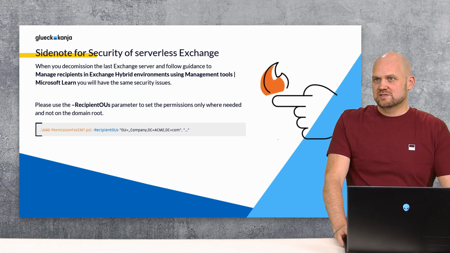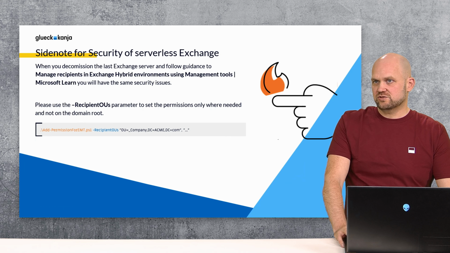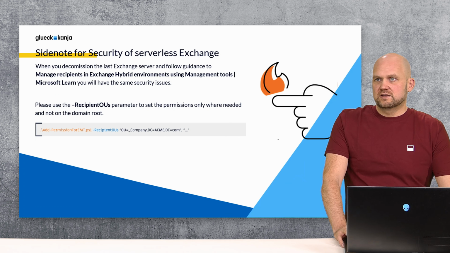And on a quick side note, some will already be far enough along in cloud transition to get rid of their last Exchange server. And for those serverless Exchange implementations, there's the same risk involved, because the default guidance from Microsoft will also apply practically similar permissions on the domain root level. But there is a parameter to the script used by Microsoft that you can use to get the same result and the same security by only deploying the permissions where we actually need them to maintain the Exchange objects.